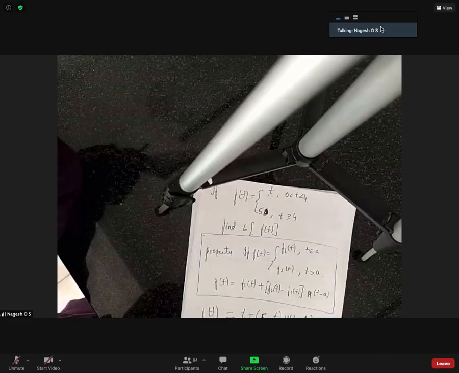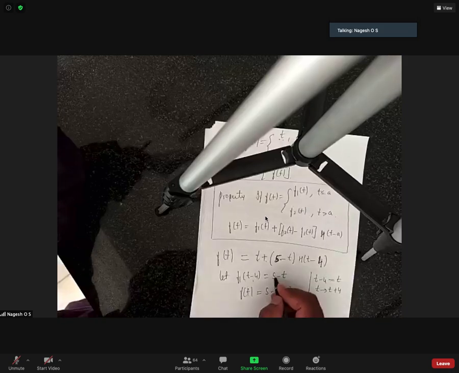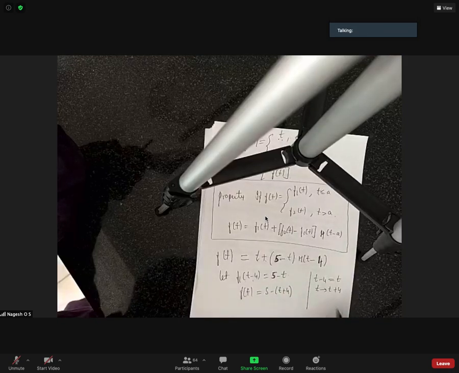Take this as 5, so 5 minus t. That t we are just considering, we are not changing. In place of t minus 5, if I take t, what happens to this? In place of t, t plus 4 will come. That's it. You can change to any other alphabet, no problem.